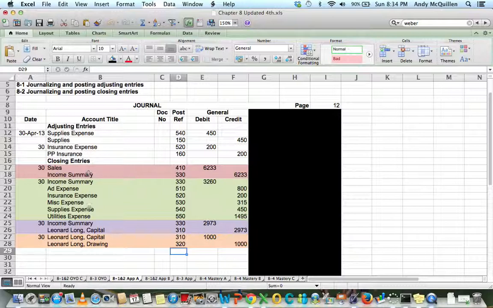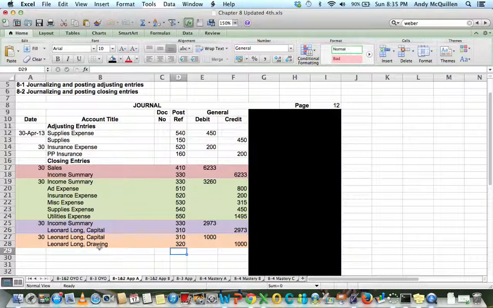And then the bottom half is doing closing entries. So you will close sales first, then you will close all of the expenses. Remember, income summary always goes first because we have the total of all the expenses here. Then we would close the income summary account, which is the net income. And then we use the capital. And then capital is listed again, but we are closing the drawing account.